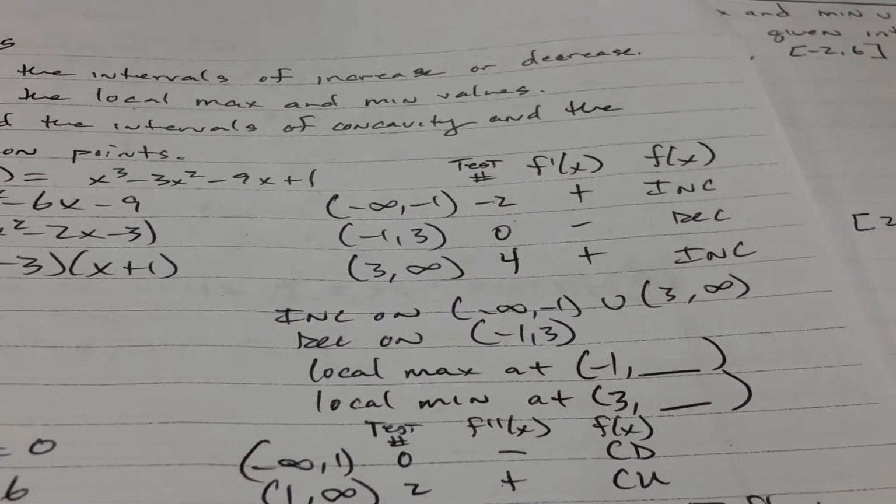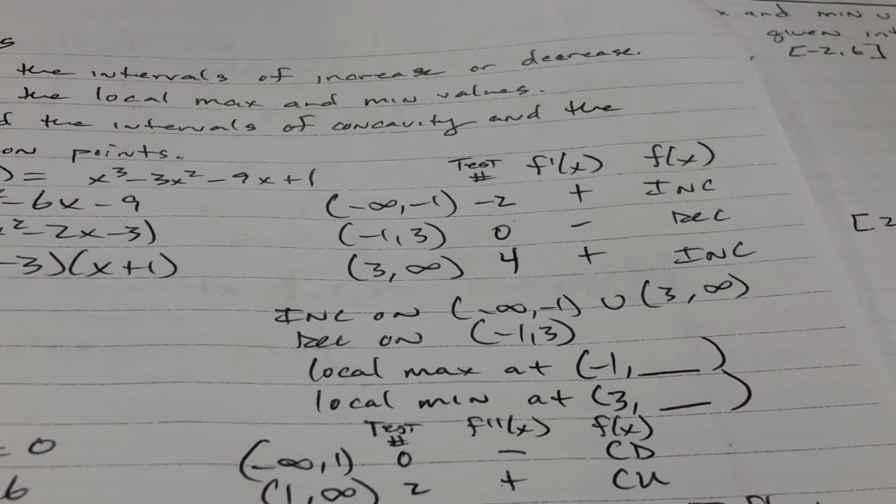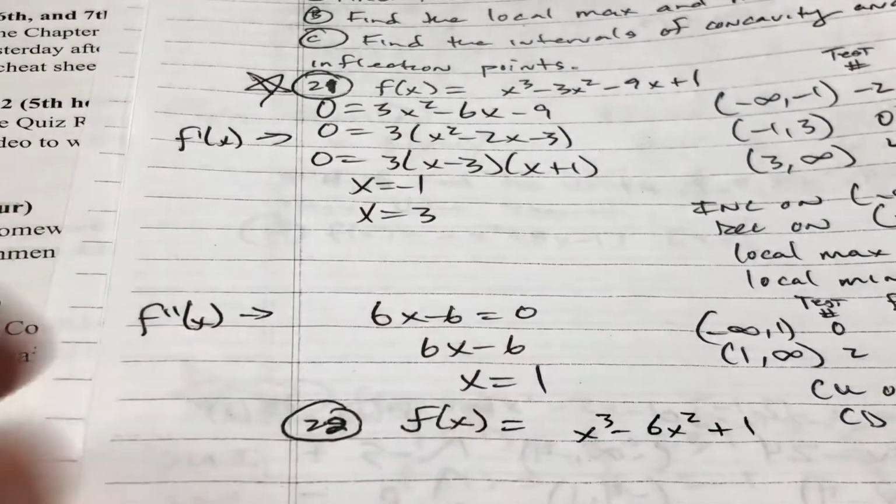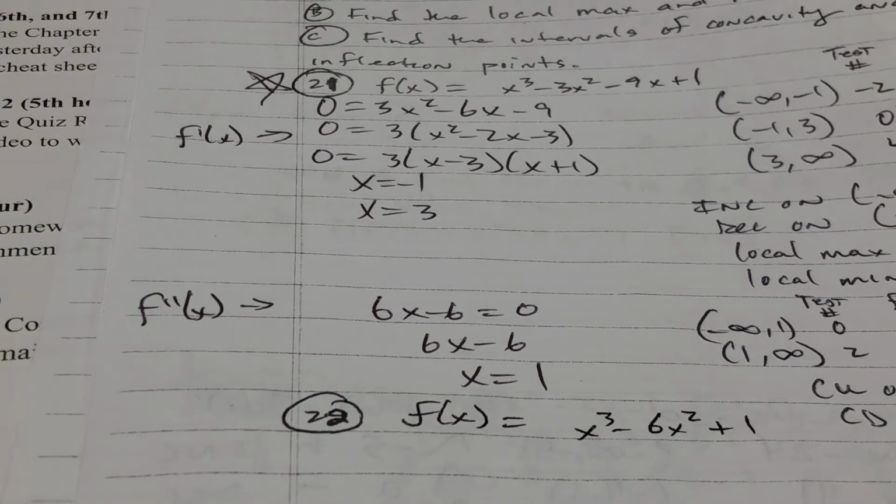So it's increasing on the interval -infinity to -1, union 3 to infinity. It's decreasing on the interval -1 to 3. Got a local max at -1, comma, you can plug -1 in for x. It's got a local min at 3, comma, you can plug 3 back in for x in the original function. So now, here's my second derivative work. If my first derivative was 3x squared minus 6x minus 9, my second derivative is 6x minus 6. And I get x is equal to 1.